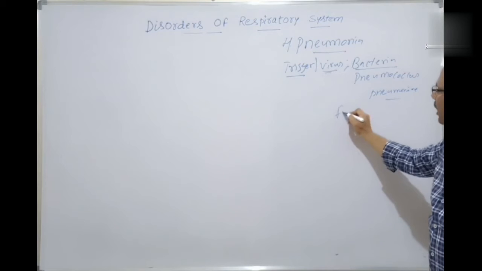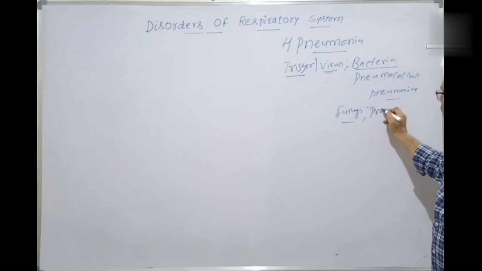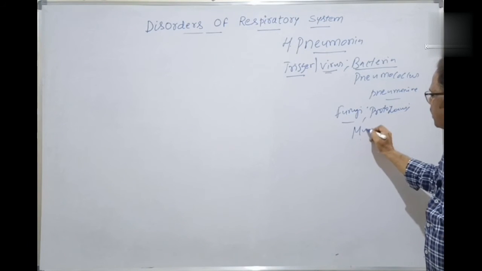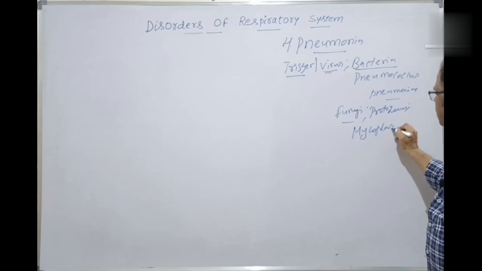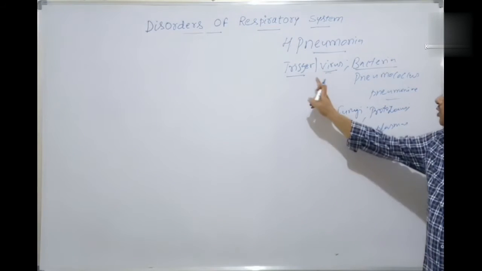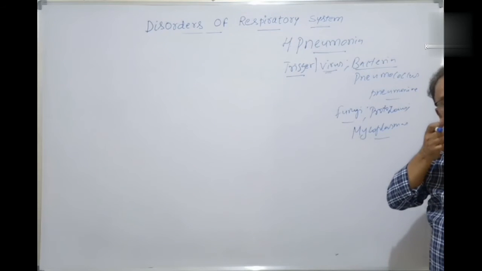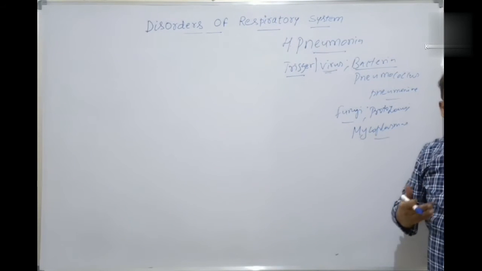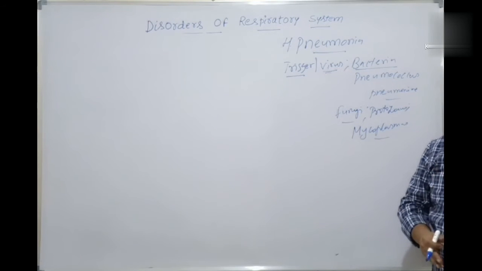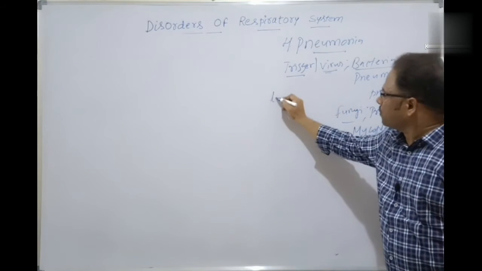even fungi. Different types of fungi can cause pneumonia. Even protozoan parasites, protozoans. Even mycoplasmas can cause pneumonia. So based on the different causative agents, there are different types of pneumonia. It's not a single type, but many different types of pneumonia are present here. And whatever the reason may be, pneumonia is a lung disorder. It's a lung disorder, students.